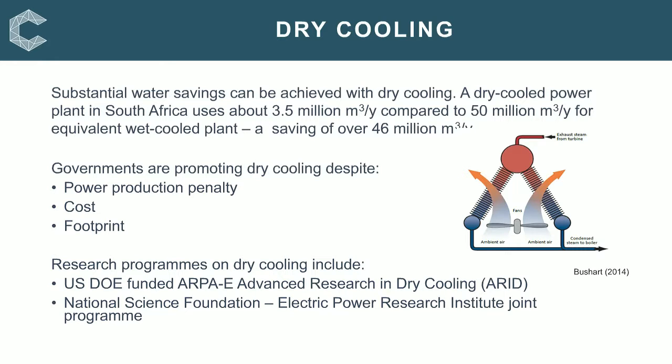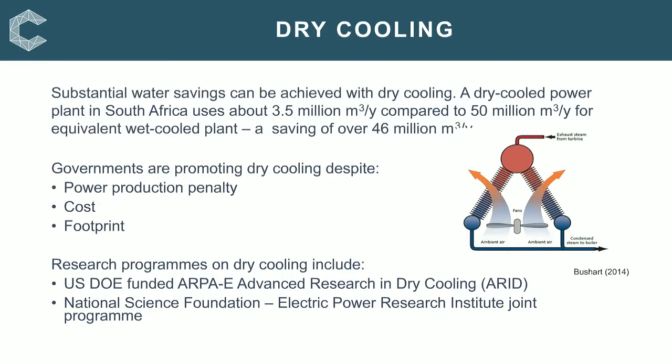Right, substantial water savings could be made by employing dry cooling, and this utilises air instead of water to condense the steam. For example, one power plant in South Africa that employs a direct dry-cooled system uses about 3.5 million cubic metres of water per year, and this compares to around 50 million cubic metres per year for an equivalent wet-cooled power plant. So of course this gives you a saving of well over 46 million cubic metres a year, or if you prefer, 46 billion litres a year.